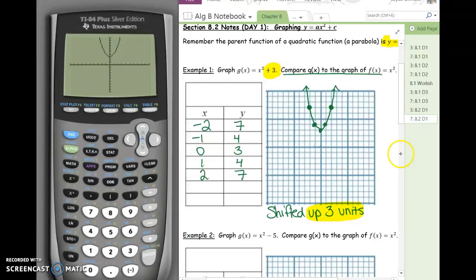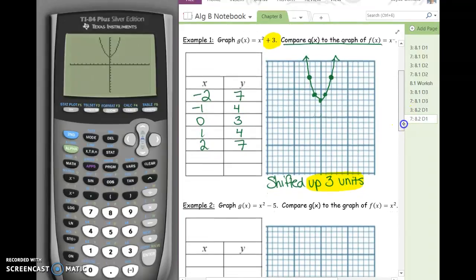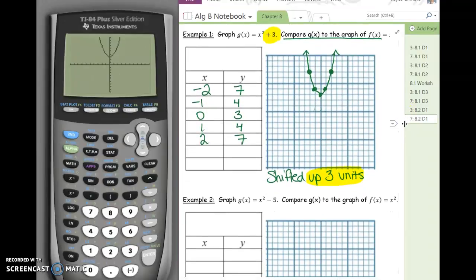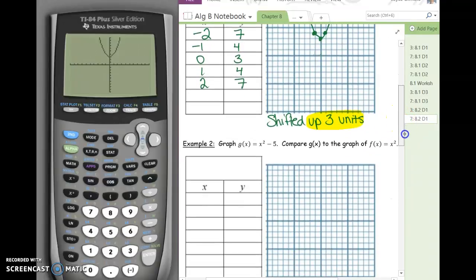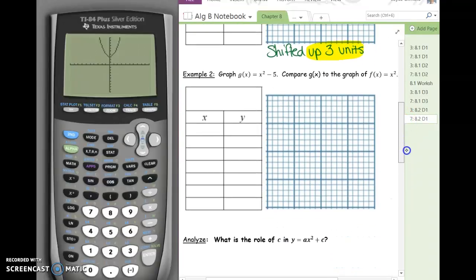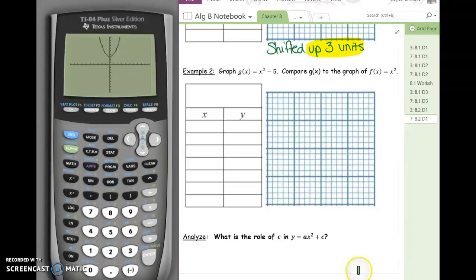Because in example 2, before you plug it into your graph, we are going to make a guess. What do you think is going to happen? Okay. So it says -5. What do you suppose that -5 is going to do? It's going to shift this graph down 5 units.